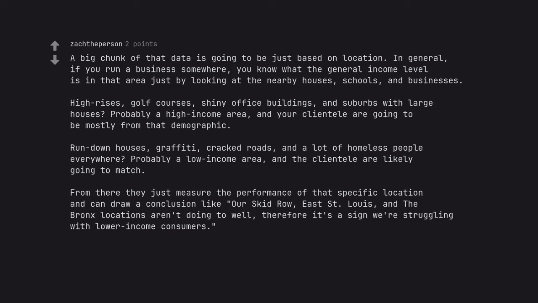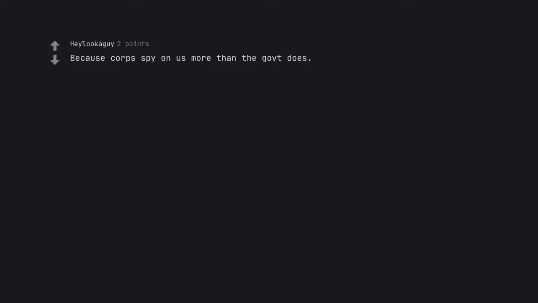From there, they just measure the performance of that specific location and can draw a conclusion like, our Skid Row, East St. Louis, and the Bronx locations aren't doing too well, therefore it's a sign we're struggling with lower income consumers. Because corporations spy on us more than the government does.